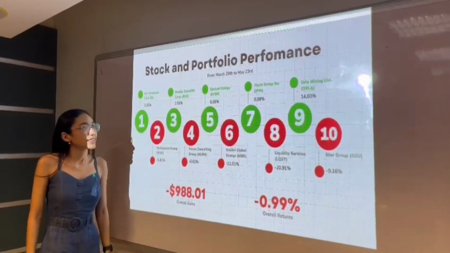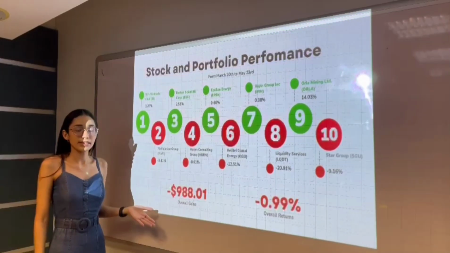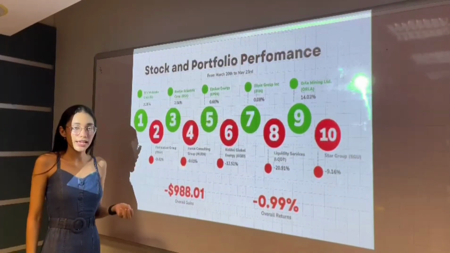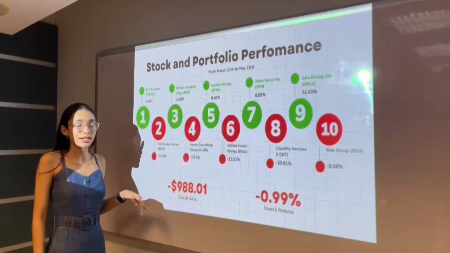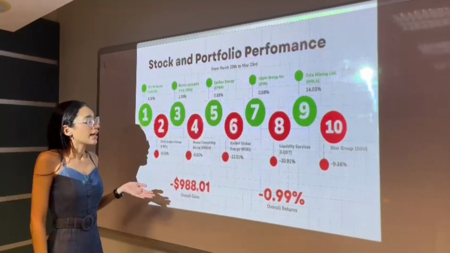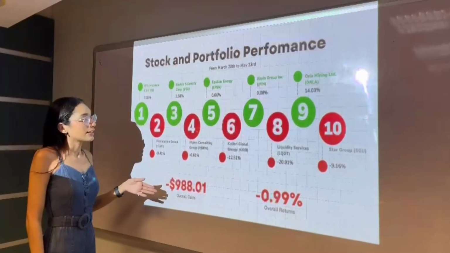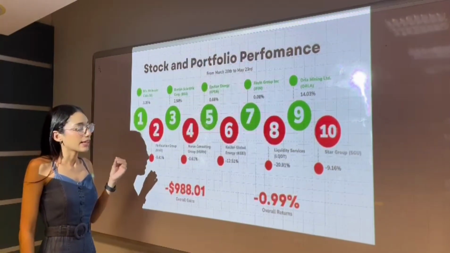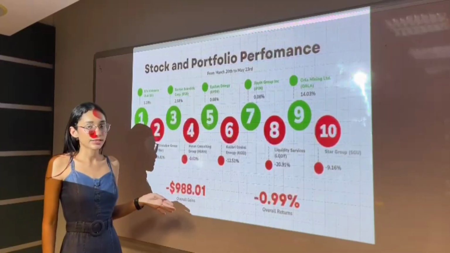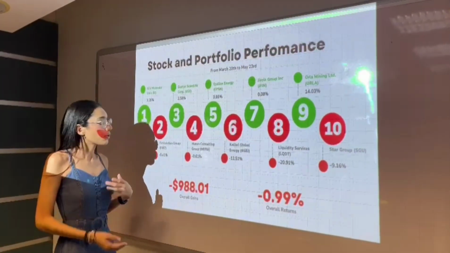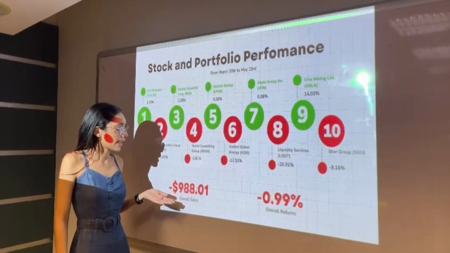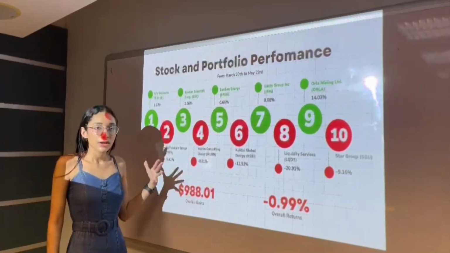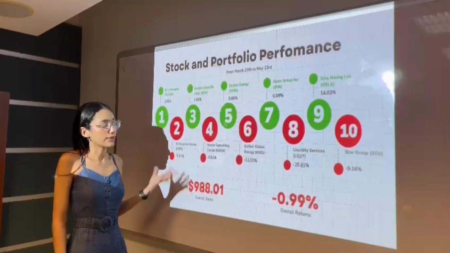So for the initial investment, we invested $100,000 composed of US, China, and Canadian stocks distributed in several sectors. And for the period studied, March 20th to May 23rd, we had an overall return of minus 0.99%, which is also a loss of $988.01. And as I said before, we have 5 companies that had positive returns, and 5 companies that had negative returns.